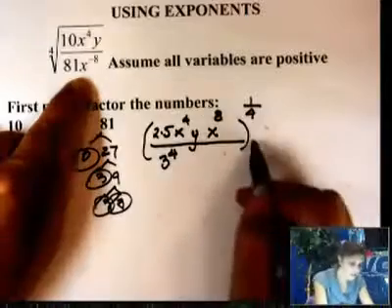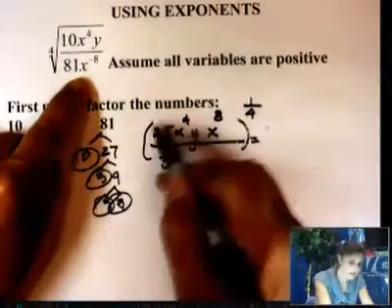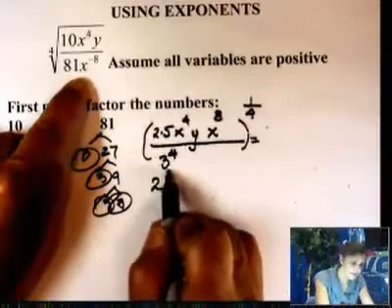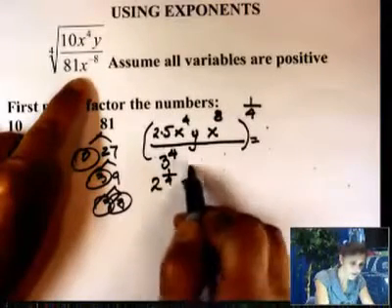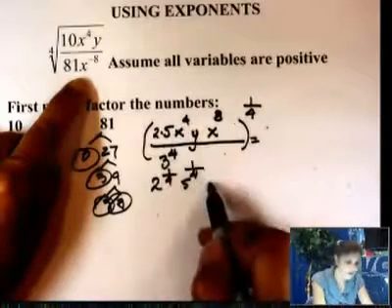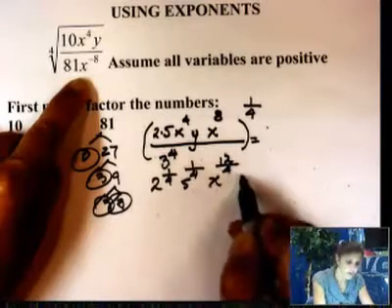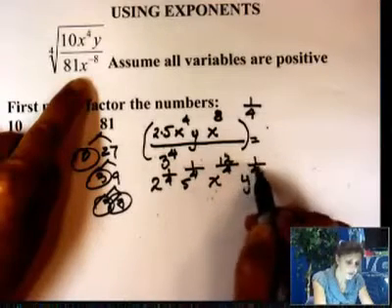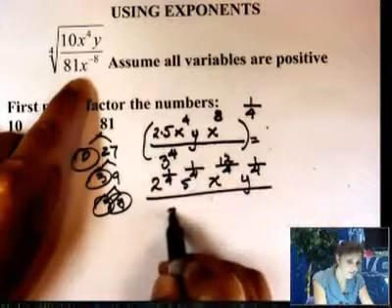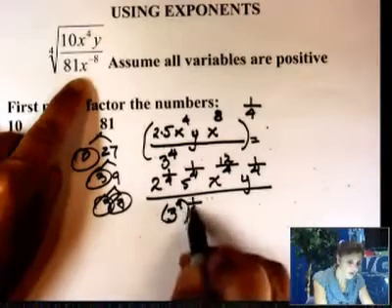Okay, so let's write this. So I'm going to go and move that in. So I have 2 to the 1/4, 5 to the 1/4. This one is 8 plus 4, that's 12. X to the 12/4, y to the 1/4. And what's at the bottom? 3 to the 4th to the 1/4.